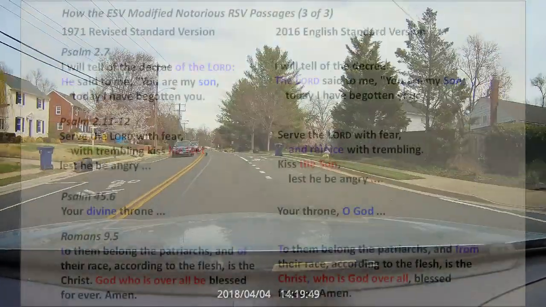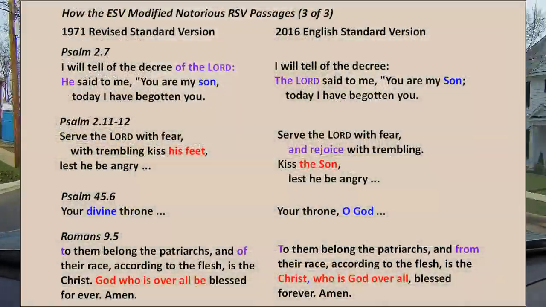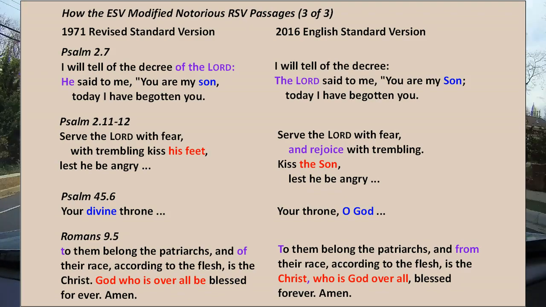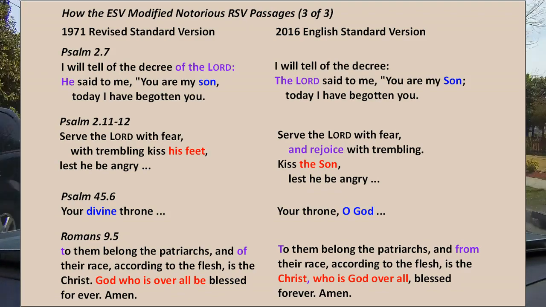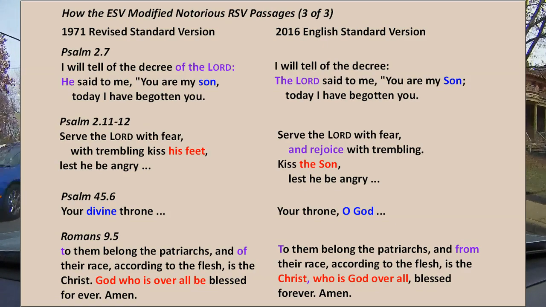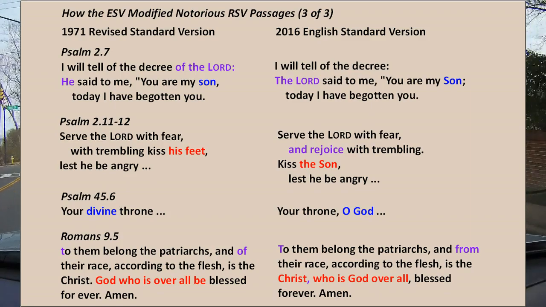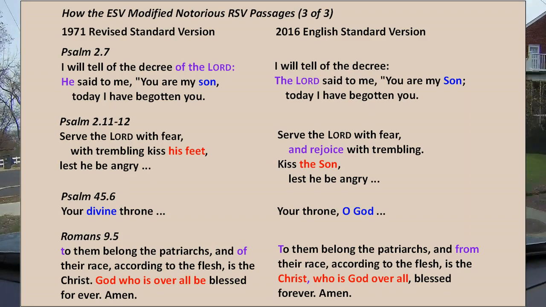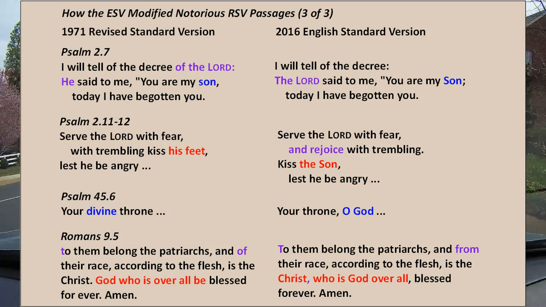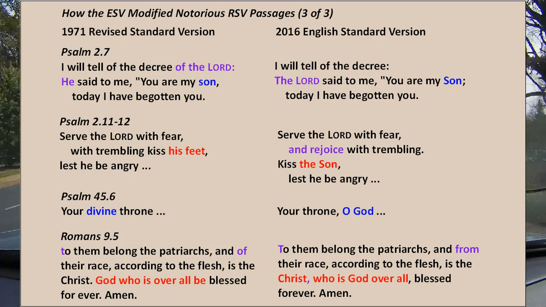Psalm 2:11-12. This is one of those places where the Revised Standard Version believes that the Hebrew is obscure, and so they have conjectured that what is really meant there was kiss his feet. And the English Standard Version has restored the traditional translation of kiss the Son.